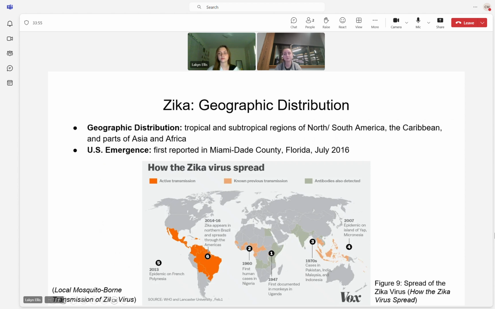So Zika is most commonly found in tropical and subtropical regions in North and South America and parts of Southeast Asia and Africa. And it first emerged in the US in Miami, Florida in July 2016. But the first documented case you can see down here was actually in 1947 in a rhesus monkey in Uganda. So the virus has been around for quite some time, but prior to this, it was mostly confined to Africa and Southeast Asia.